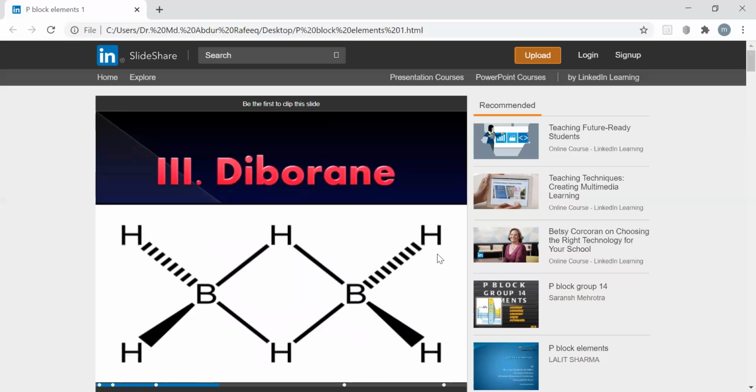This very important compound of boron is diborane. Boron forms different types of boron hydrides, but they are unstable. Only this diborane, B2H6, is stable. B2H6 is called diborane. You see, we have two borons and 6 hydrogens. Two are forming a bridge and 4 are terminal. We will go into the structure and preparation first.